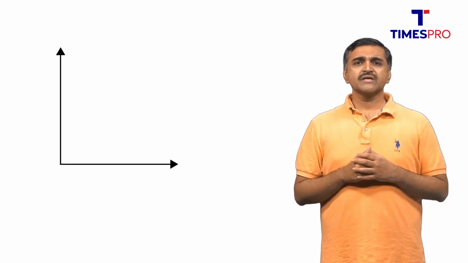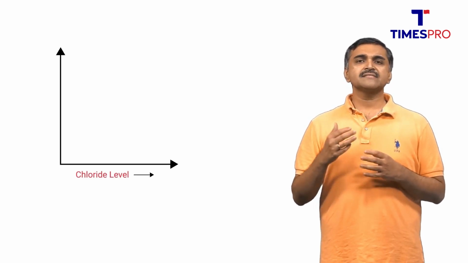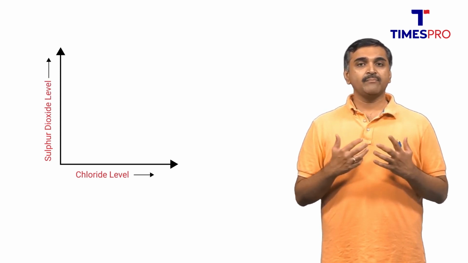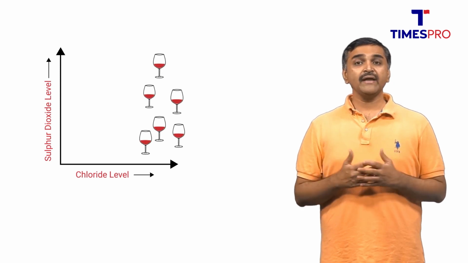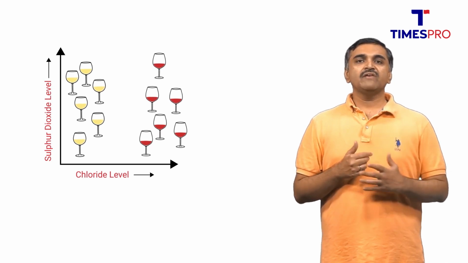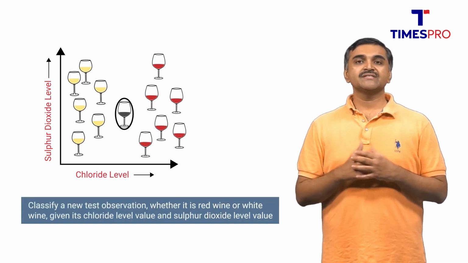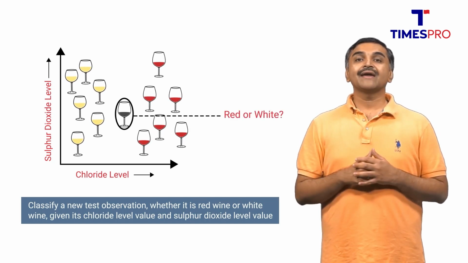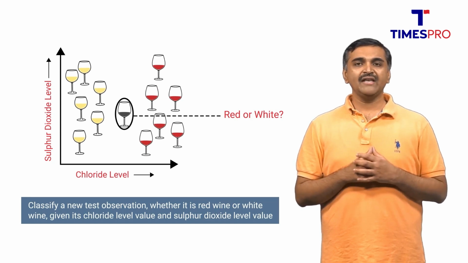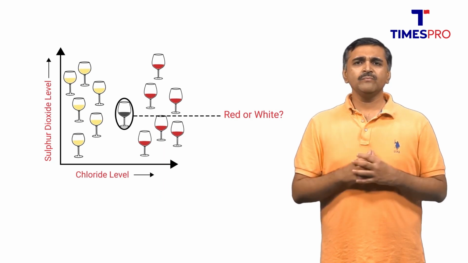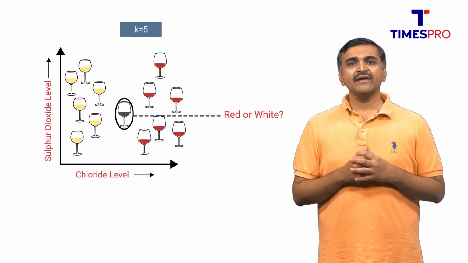Here is a small example where we have two features, that is the chloride level and sulfur dioxide level, and we have the label data about the type of the wine, whether it is a red wine or a white wine. Using these two parameters, we will have to classify a new test observation whether it is red wine or white wine given its chloride level value and sulfur dioxide level value. Let's assume the value of k is equal to 5.